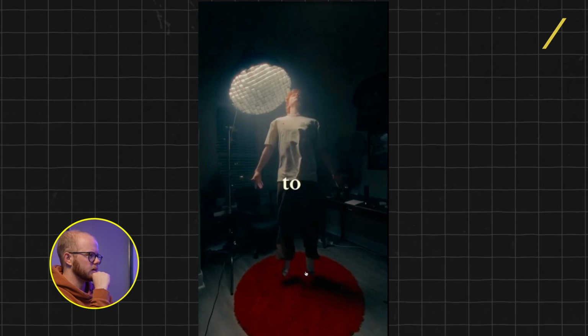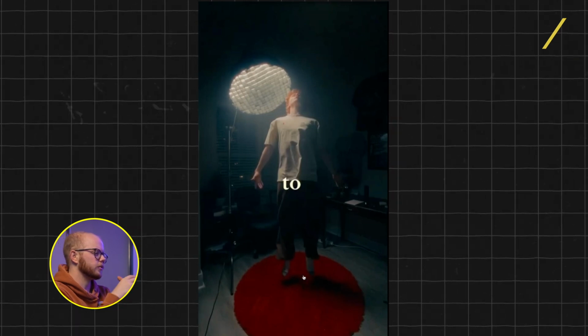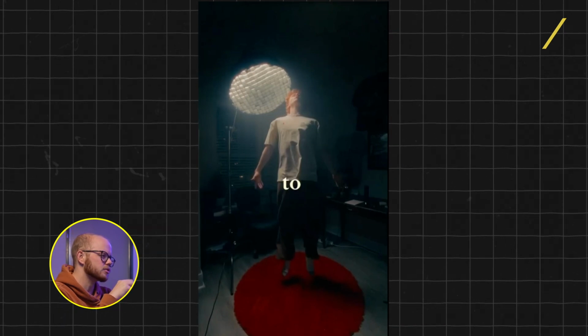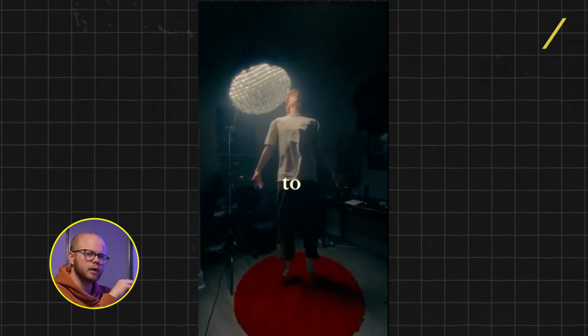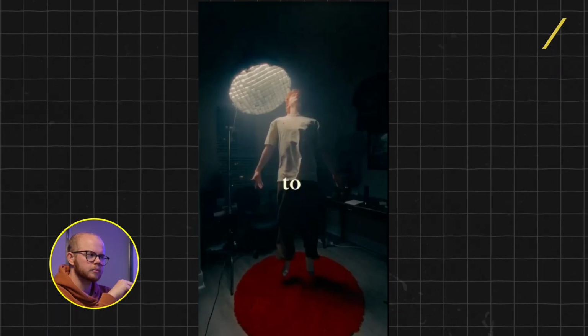Judging by how high his feet are off the ground, I'd imagine this is just shot at a high frame rate and then slowed down in post. And it's just him jumping and managing to stretch himself.